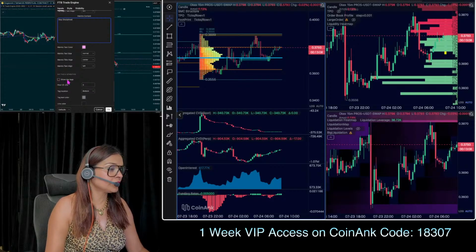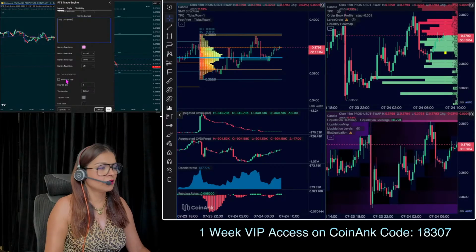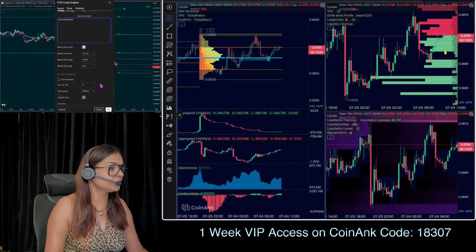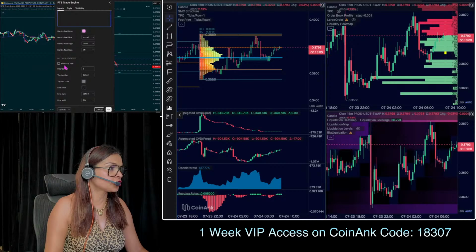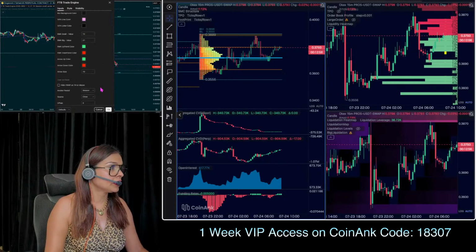You can show date tags, and I only show date tags on the higher time frame, like the 4-hour time frame and above. I don't really show it on the lower time frame because it does get very busy.